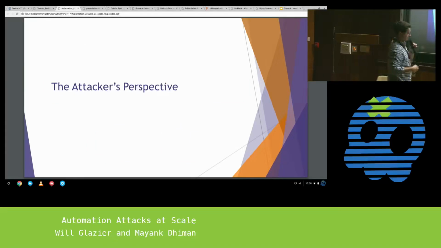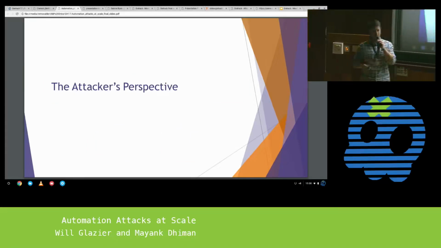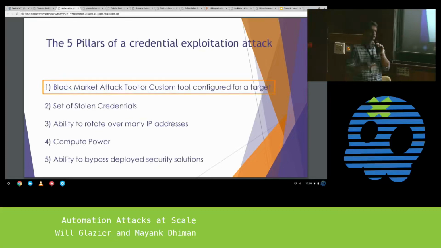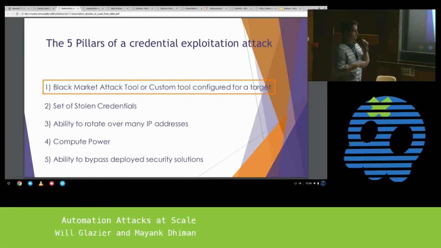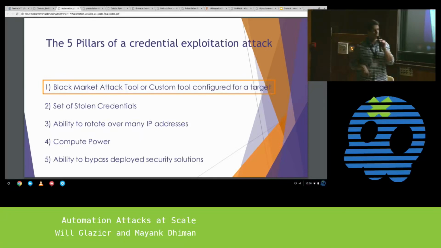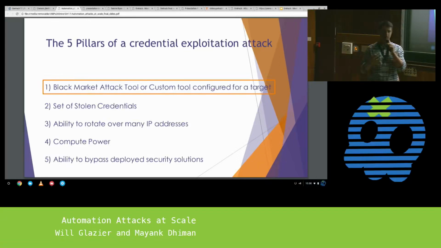So first, let's talk about the attacker's perspective. What do they need to accomplish these goals? I've got listed up here the 5 pillars of a credential exploitation attack. This is what's in the paper. But I think you can even narrow these down to 3, a trifecta. I call them the holy trinity of the credential exploitation attacks. I'm getting all the religious references out of the way. So those 3 are tools, infrastructure, and credentials. And I'm going to start with tools first. We're going to go over some black market attack tools, custom scripts also, that are configured for certain targets, and this is the first big must-have for the attackers.